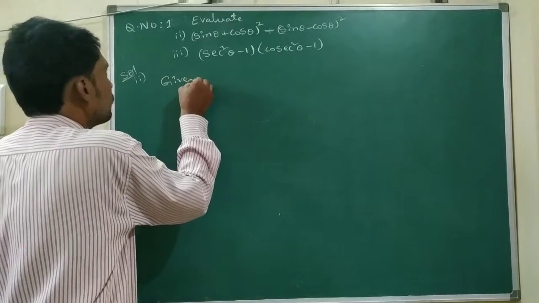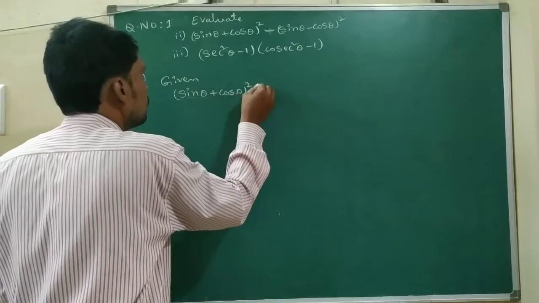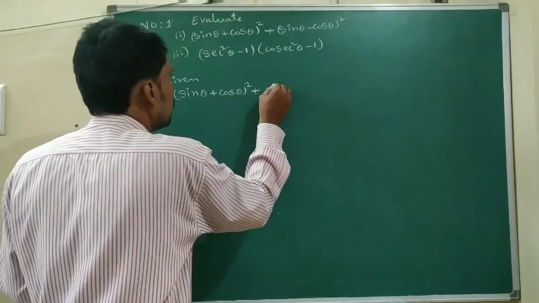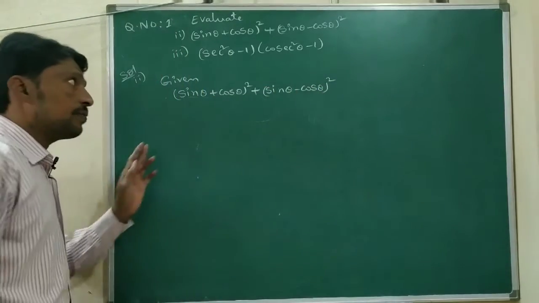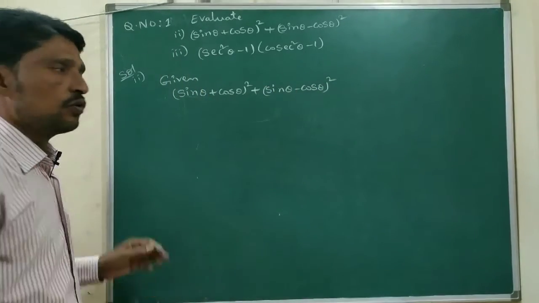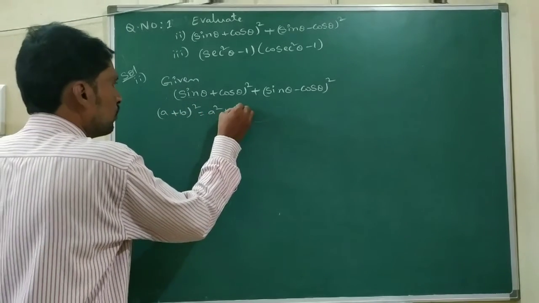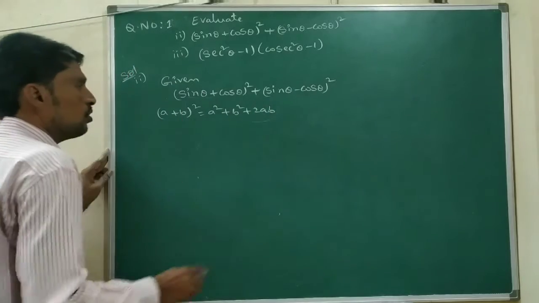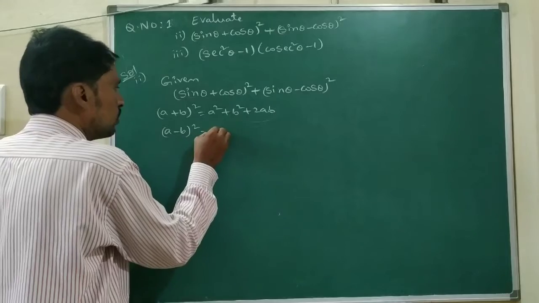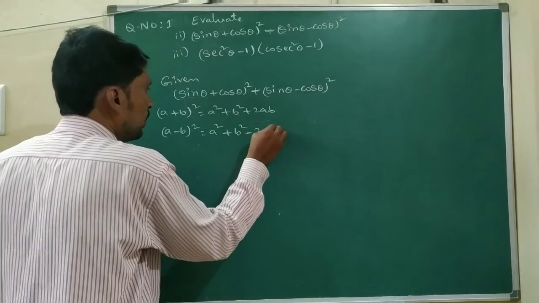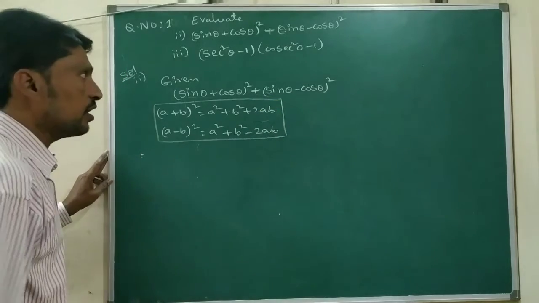Given sin theta plus cos theta whole square plus sin theta minus cos theta whole square. It is of the form a plus b whole square. Already we know the formula. So what is a plus b whole square? a square plus b square plus 2ab. And this is of the form a minus b whole square. a minus b whole square equals a square plus b square minus 2ab. So here we are using these two algebraic identities.